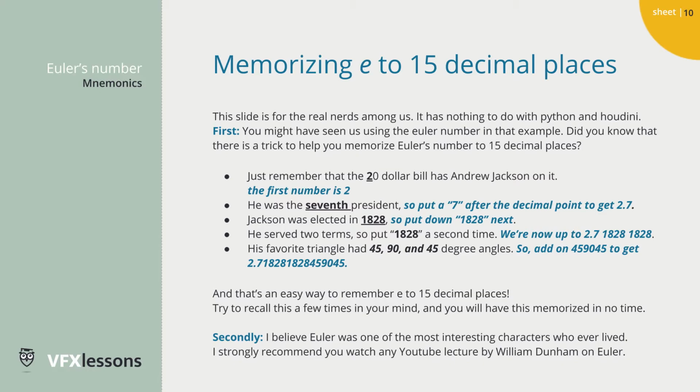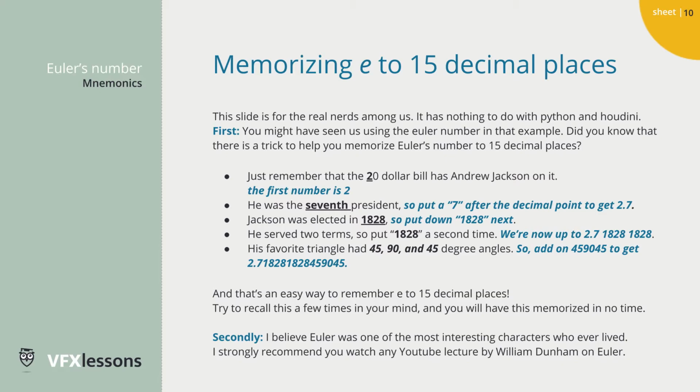So this next slide is for the real nerds among us. Consider this a little break because it has nothing to do with Python in Houdini. First, you might have seen us using the Euler number in that example. But did you know that there's a trick to help you memorize Euler's number up to 15 decimal places? Just remember that the $20 bill has Andrew Jackson on it.